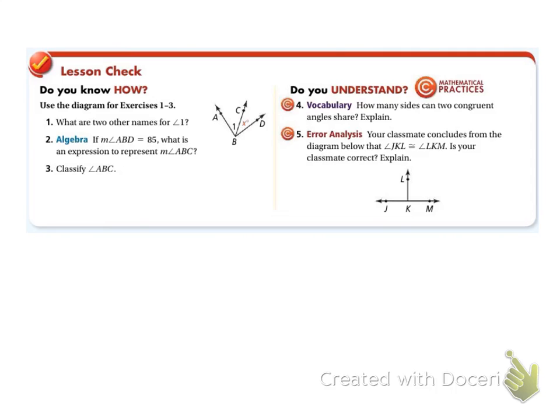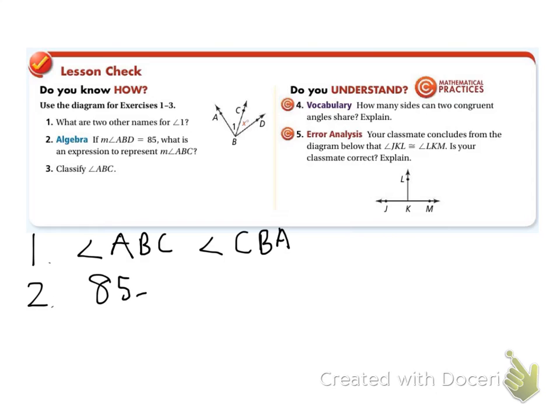Okay, and our lesson check. What are two other names for angle 1? That's angle ABC, or I can reverse that order, angle CBA. If the measure of angle ABD, so the whole thing there, is 85, what is an expression to represent the measure of angle ABC? Well, since that guy is X, that's going to be 85 minus X.